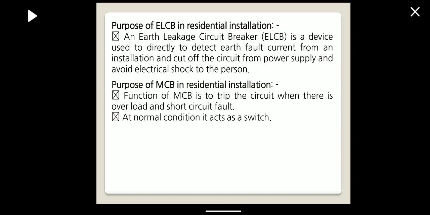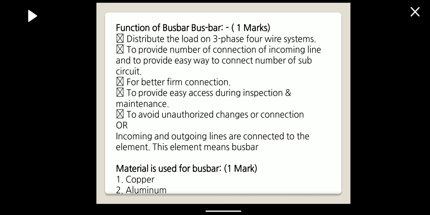These are all MCBs and ELCBs, whatever circuit breakers we use, they are used for protection purposes. The second one is the purpose of MCB in the residential installation. The function of MCB is to trip the circuit when there is an overload or short circuit fault. And second, in the normal condition, it acts as a switch. So this is the purpose of MCB, miniature circuit breaker.